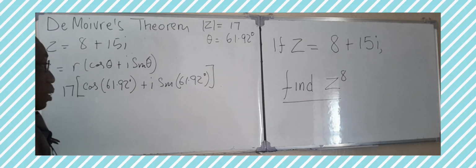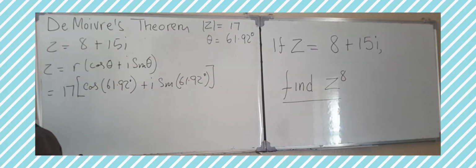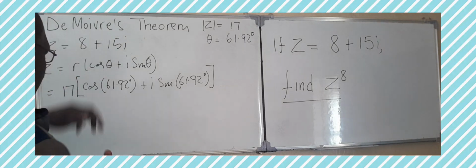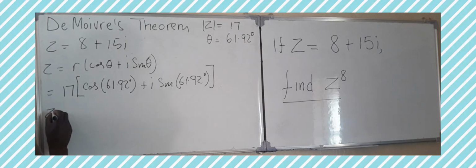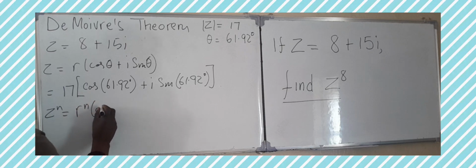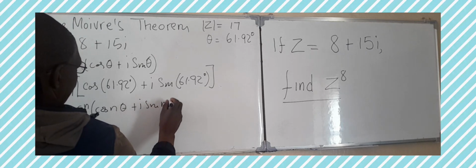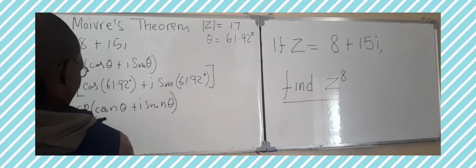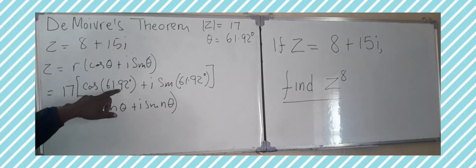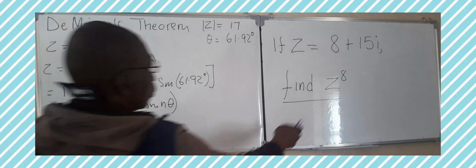But what we want at the end of the day is Z raised to the power 8. Now, this is where de Moivre's theorem kicks in, because de Moivre's theorem says, if you remember, Z to the power n is equal to r to the power n, cosine of n theta plus I sine of n theta, close bracket. Now, what is r? r is 17. What is our theta? Theta is that. What is our n? Our n is equal to 8.